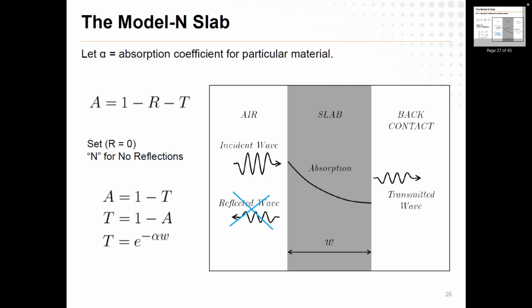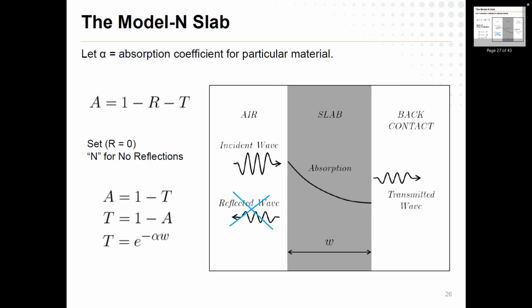You say the absorption fraction is just 1 minus your reflection minus your transmission. So we assume there's no reflection. That's why it's called the Model-N, for no reflection. How original. So you get 1 minus your transmission, right? So it's very simple. Light comes in, gets absorbed, and flies out again. And then you have some thickness W with an absorption coefficient alpha, right? So your transmittance out the other end is just this e to the minus alpha W factor, okay?